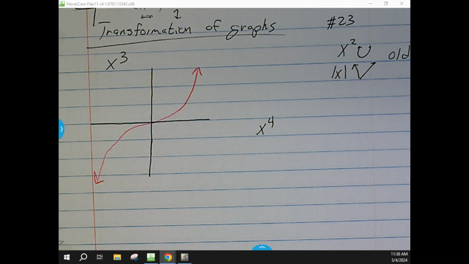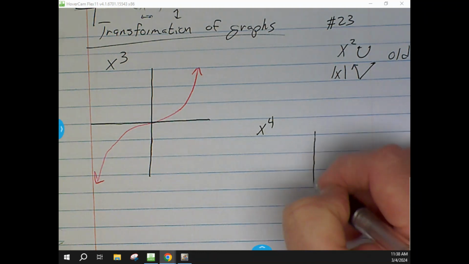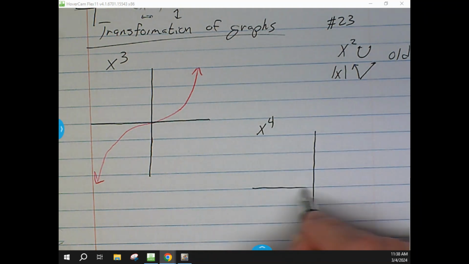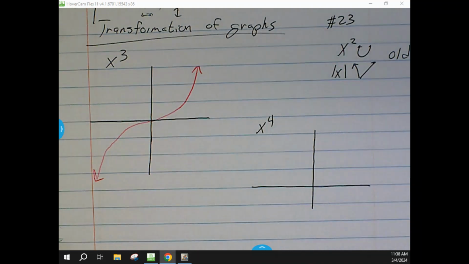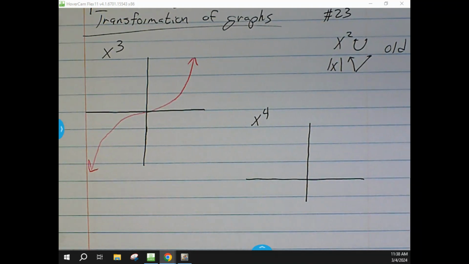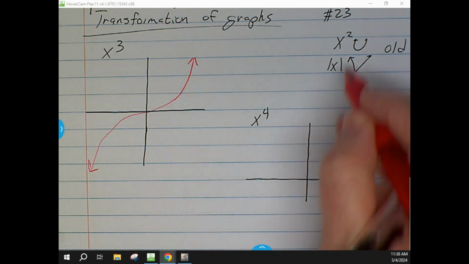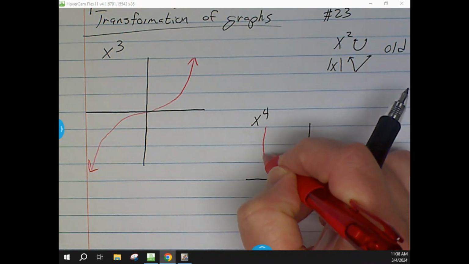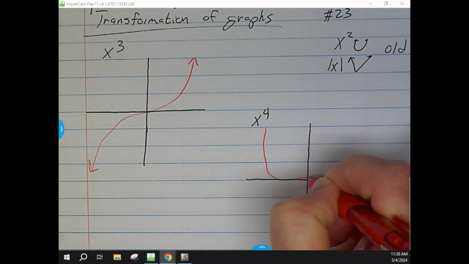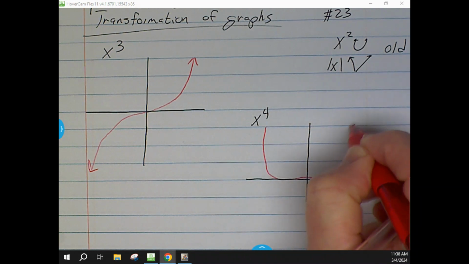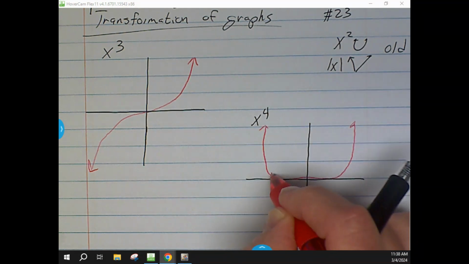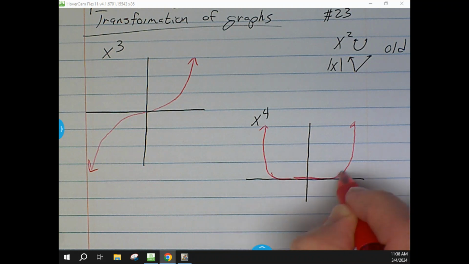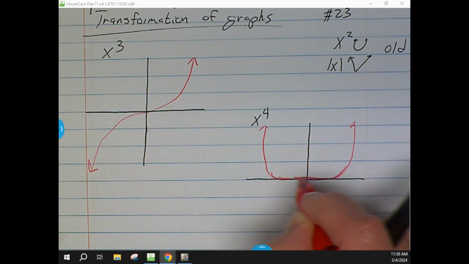And then x to the fourth is a lot like x squared. The big difference is with x to the fourth. So with x to the fourth, it looks a lot like x squared. The big difference is that when it comes down, it stays flat on the bottom for a long time and then goes back up. So it's an x squared graph, but it just flattens out a whole lot here at the bottom.